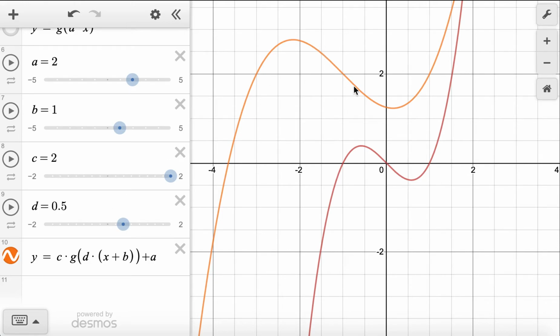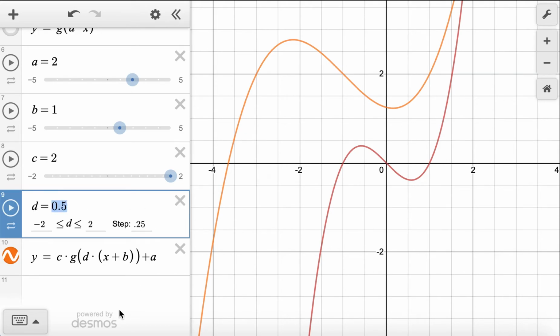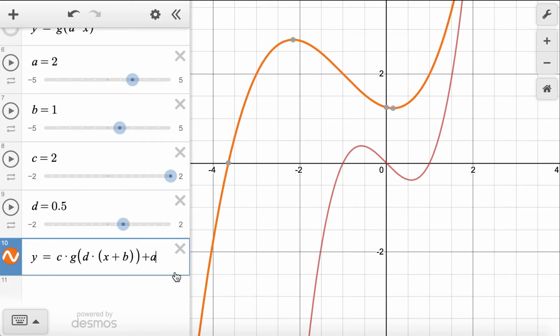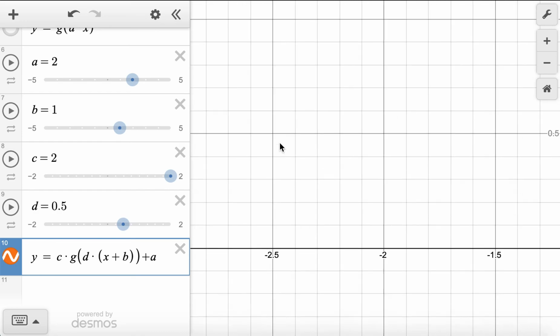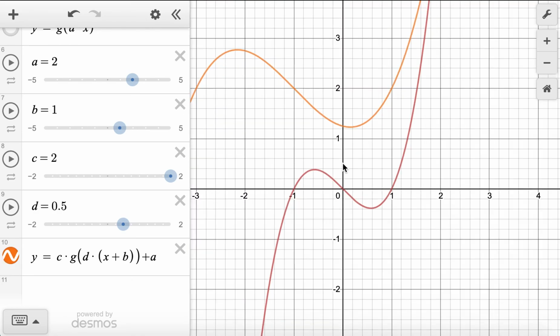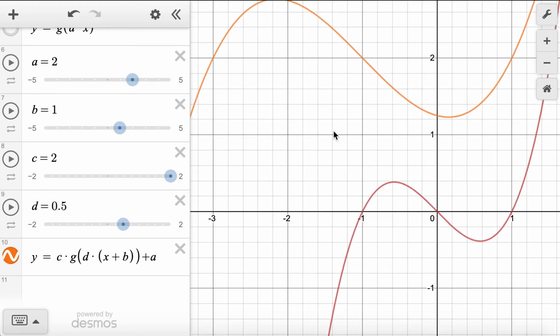So, for example, compared to this red graph, this orange graph has a vertical shift up 2, a horizontal shift left 1, a vertical stretch times 2, and a horizontal stretch times 2. X is multiplied by 0.5, which means that it's actually getting twice as wide. Cool. We could change what function this is, and all of these effects would still be the exact same.